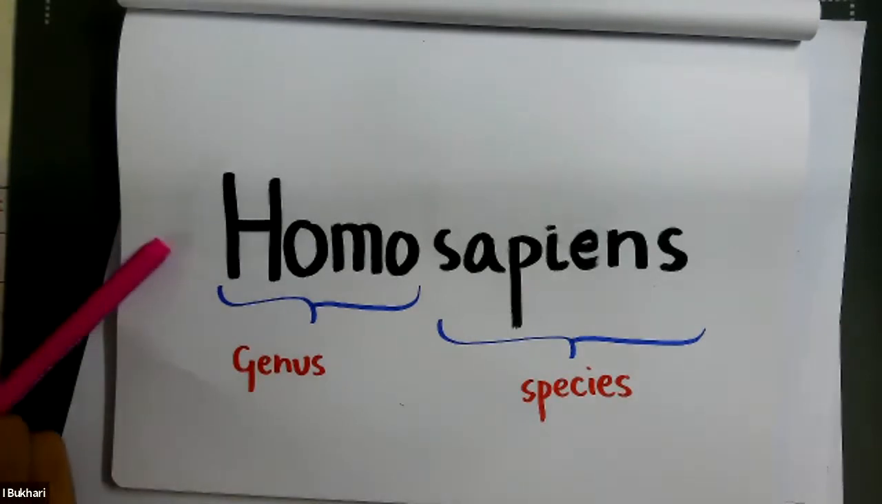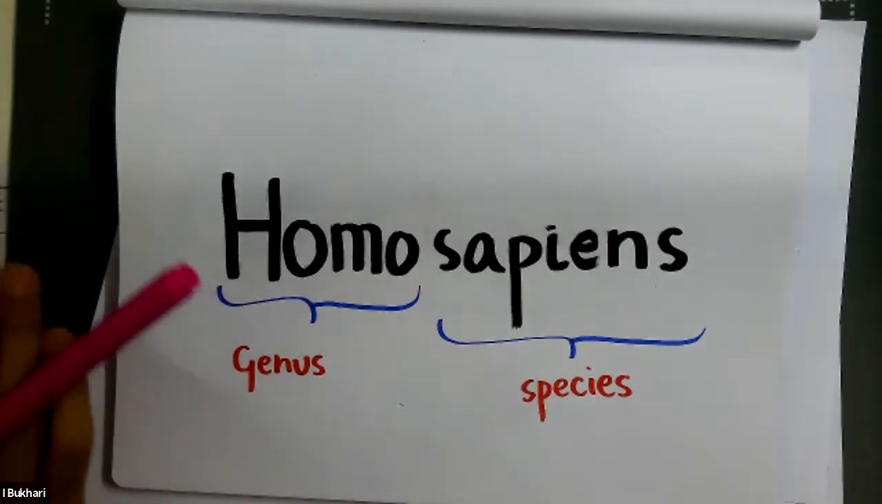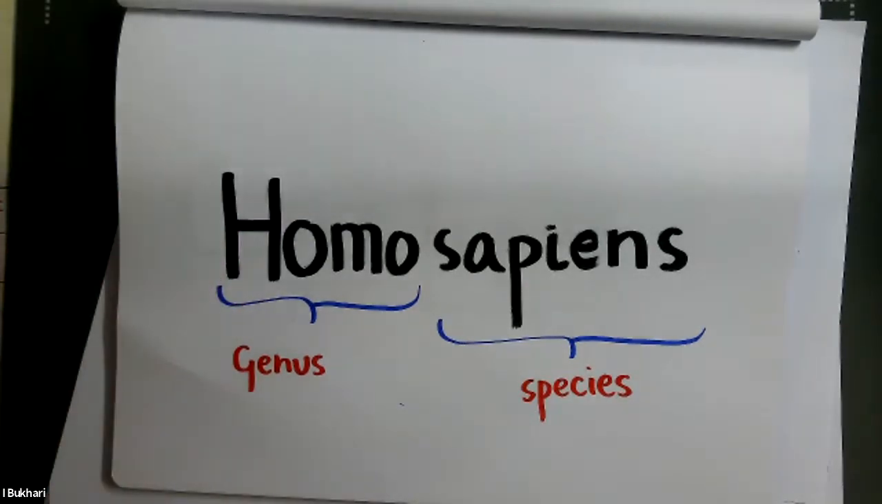And then also, whenever you read the name in a text or in a question, it is going to be italicized, underlined, or bold. So it's going to stand out in some way. So our genus is Homo and species is sapiens.